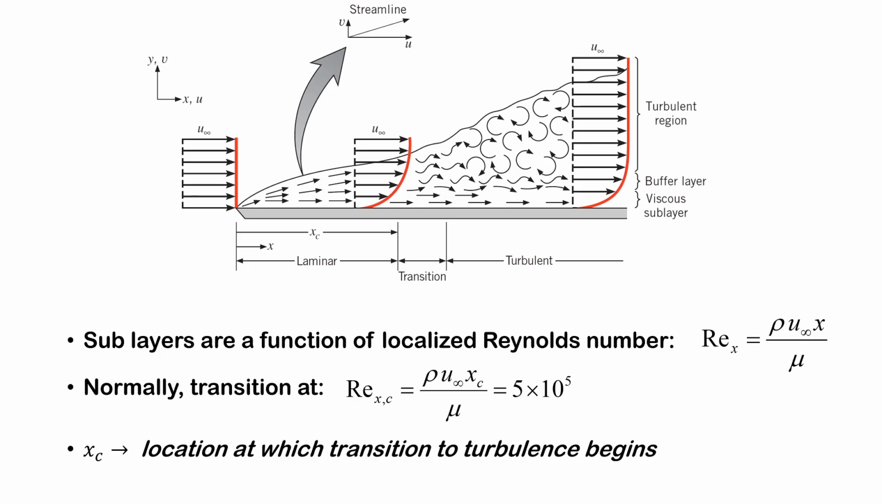The criterion for the transition from laminar to turbulent flow is the Reynolds number, and the critical Reynolds number is 5 times 10 to the 5. Again, this number is different when you are dealing with flow inside a pipe. This criterion is for the transition for flow across a flat plate. So this is the criterion for the transition from laminar to turbulent flow.